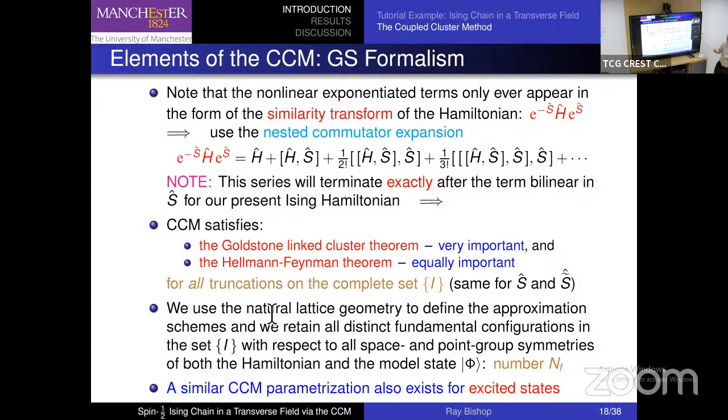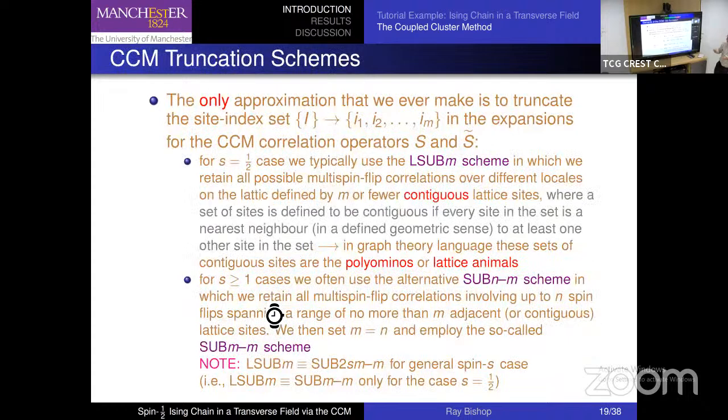I'm not describing it here. A very similar parameterization also exists for excited states. If anyone's interested, I could go over it. But for these purposes, I'm not going to look at excited states. So the only approximation that we're ever going to make is to truncate this set I.